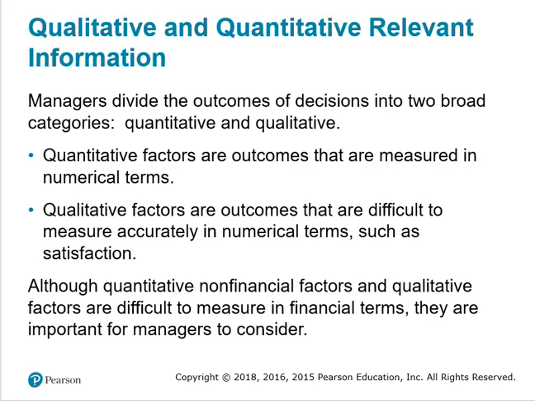Now, managers divide the outcomes of decisions into 2 broad categories, quantitative and qualitative. Okay, and quantitative factors are outcomes that we can measure in numerical terms, and that's the kind of work that we do. But qualitative factors are also really important, and they're difficult to measure accurately in numerical terms, like satisfaction. We might attach a high, medium, low, some kind of a value to it, but they're ordinal numbers. And you can't really make decisions with that, but it's just more information about your decision.